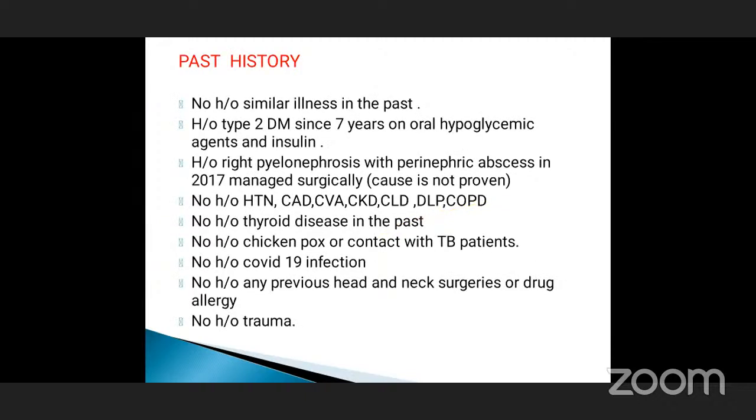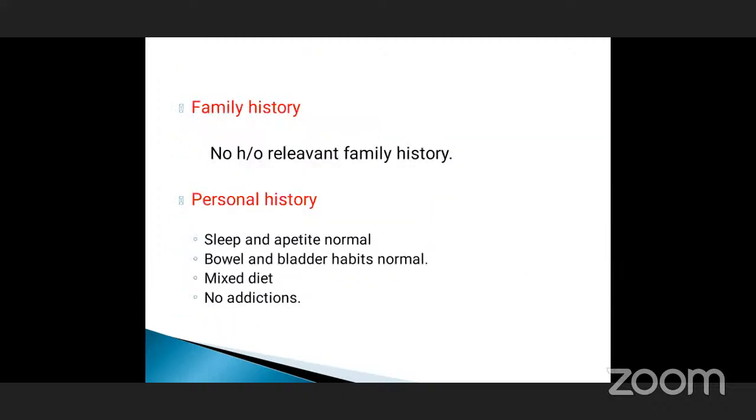In her past history, she has type 2 diabetes mellitus since 7 years on oral hypoglycemic agents and insulin, and she had a history of right pyelonephrosis with perinephric abscess 4 years back, which was managed surgically, but the cause is not proven yet. No history of any other systemic diseases, no history of any recent viral infections, no history of any previous head and neck surgeries or drug therapies. Family history, there is no relevant family history. Personal history, sleep and appetite normal, bowel and bladder habits are normal, mixed diet, and no addictions.